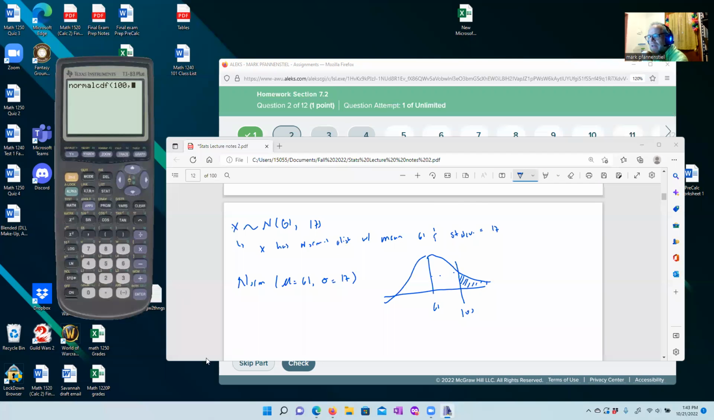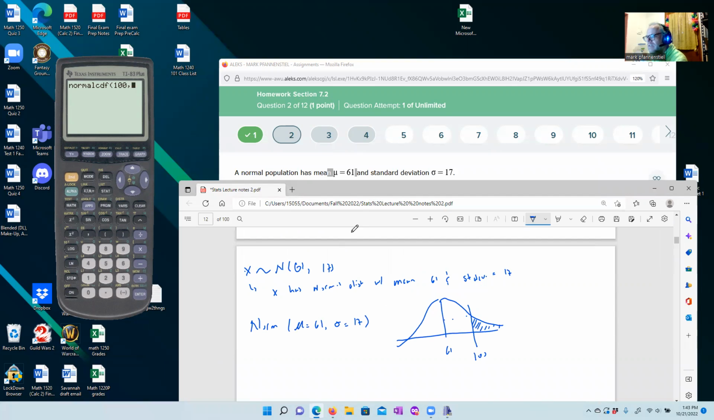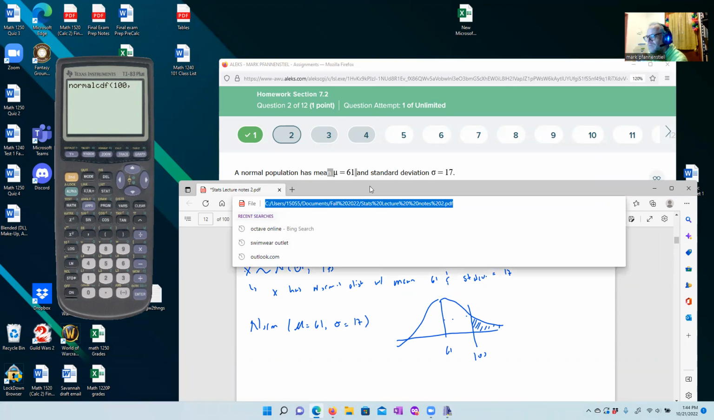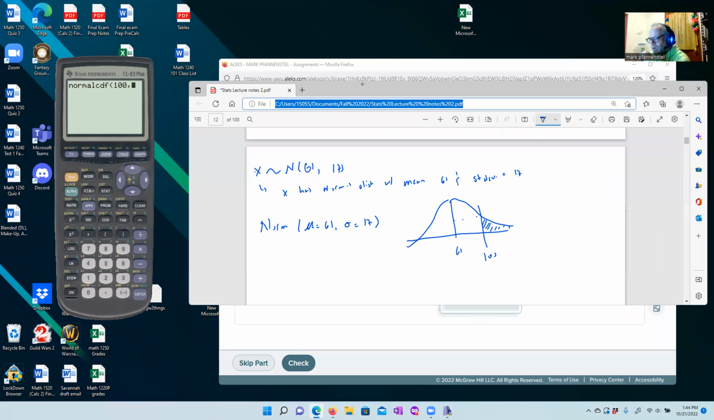Then we're going to need our mean. Actually, sorry, 100. So with normal, we have to remember, what is the format for this thing? So it's norm.